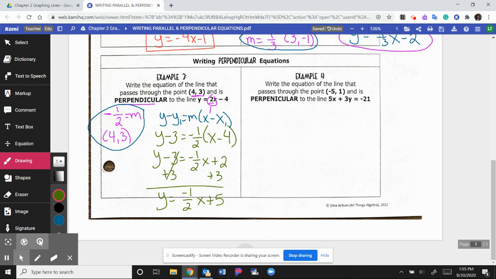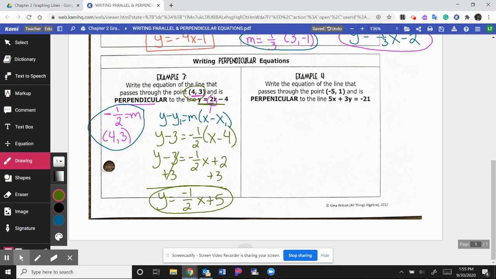Hopefully you paused the video, and you can see here that the equation of your new line should be y equals -1/2 x plus 5. This line would be perpendicular to the one that's given to us in our problem, and if we would graph it, it should go through the point (4, 3).